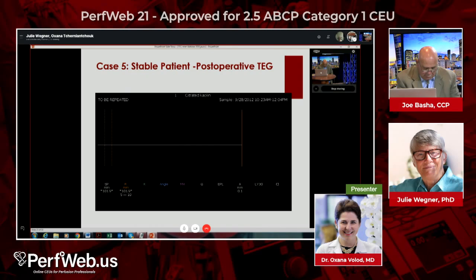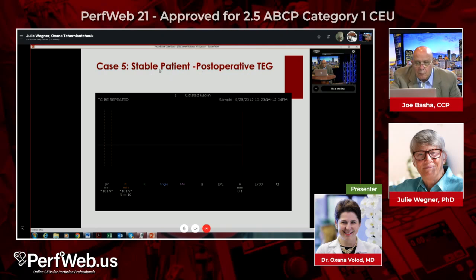All right, so let's look at this case. In our institution, as I mentioned to you, we perform TEG in the laboratory as well as in the OR setting. Before you interpret any TEG or any tracing, the patient's history is essential. So here we have a stable patient. Immediately postoperatively, they did a TEG, and as you can see, the TEG was run for 101 minutes and there is still no split. That's an hour and a half, yes? So then the case was brought to my attention.